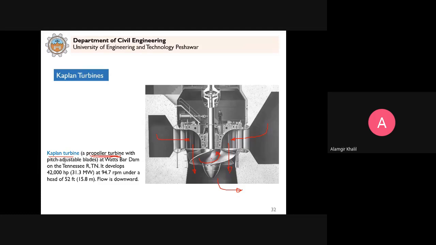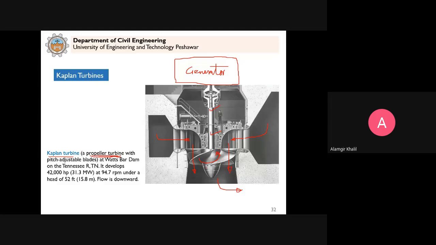So when this will rotate, it will rotate this shaft. You can see here, this is the shaft, it will rotate. And then this will be connected to the generator. This is what we have in the powerhouse. So this is connected with the generator. And the generator converts this mechanical energy into electrical energy.